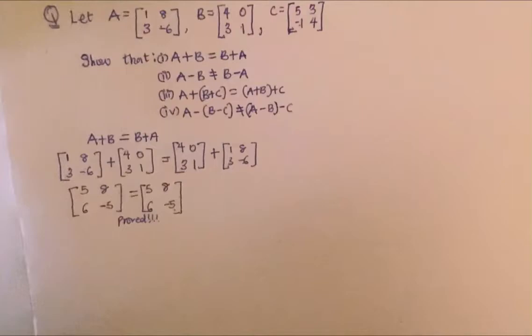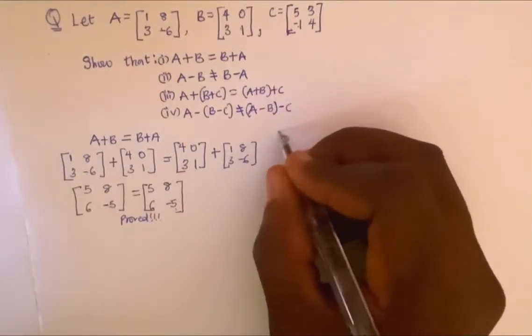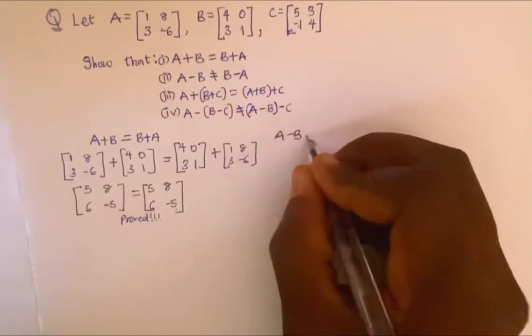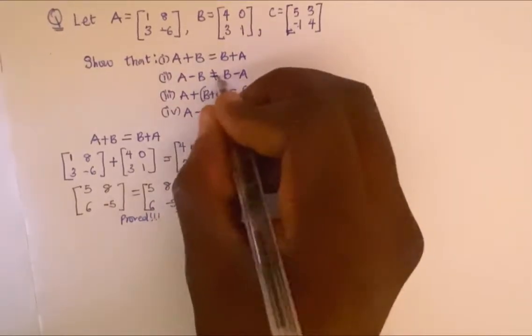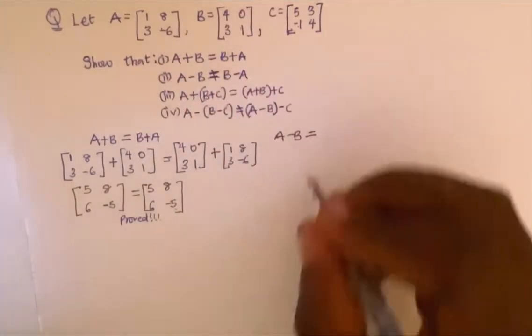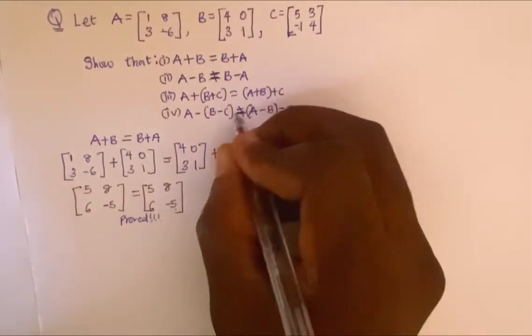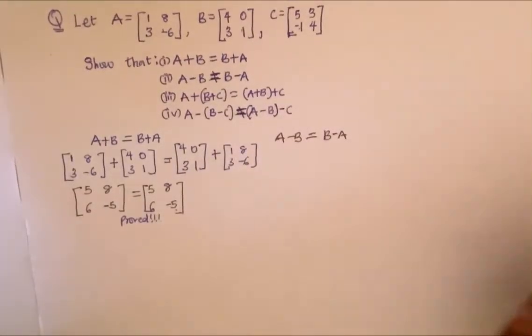Then let's simply move to the second question, which is to show that A minus B equals B minus A. I know it is not, but let's verify it first. Likewise, the same thing here. Let's verify first if it's going to be equal or not.